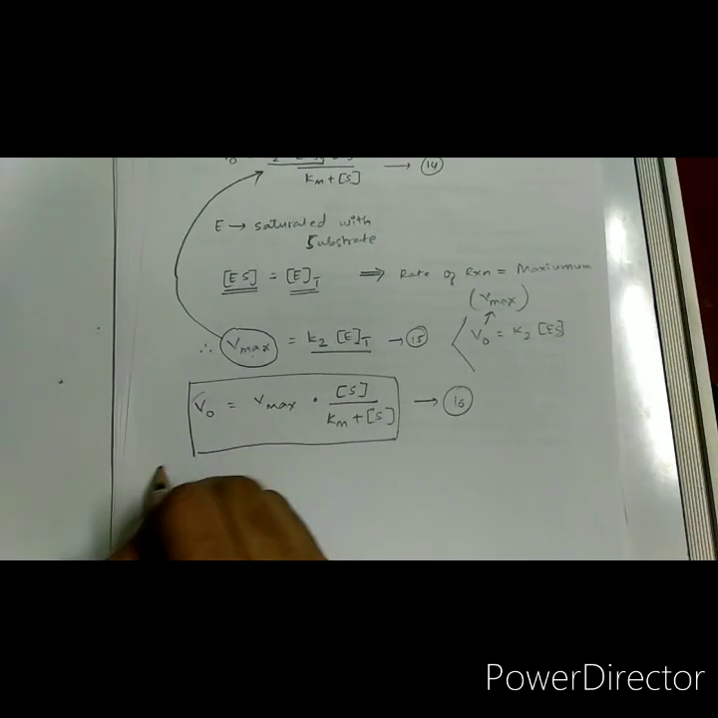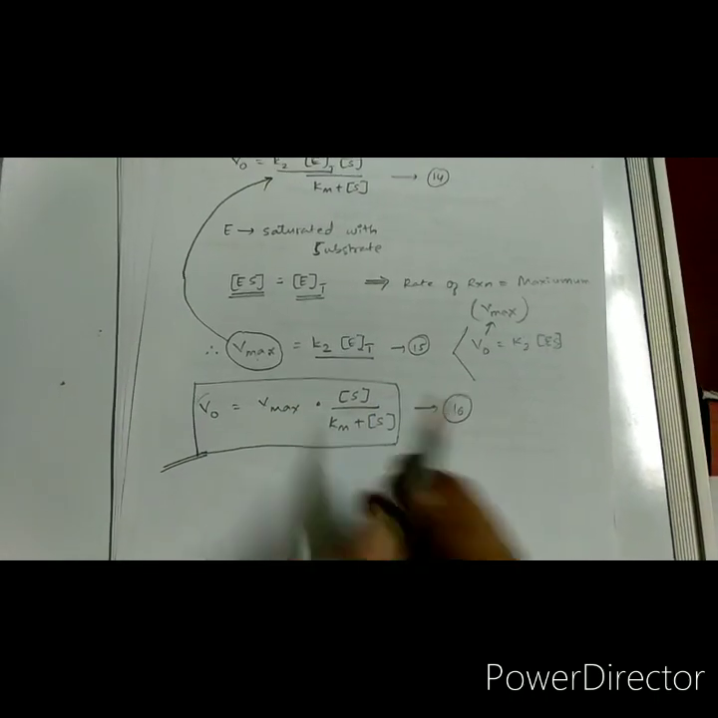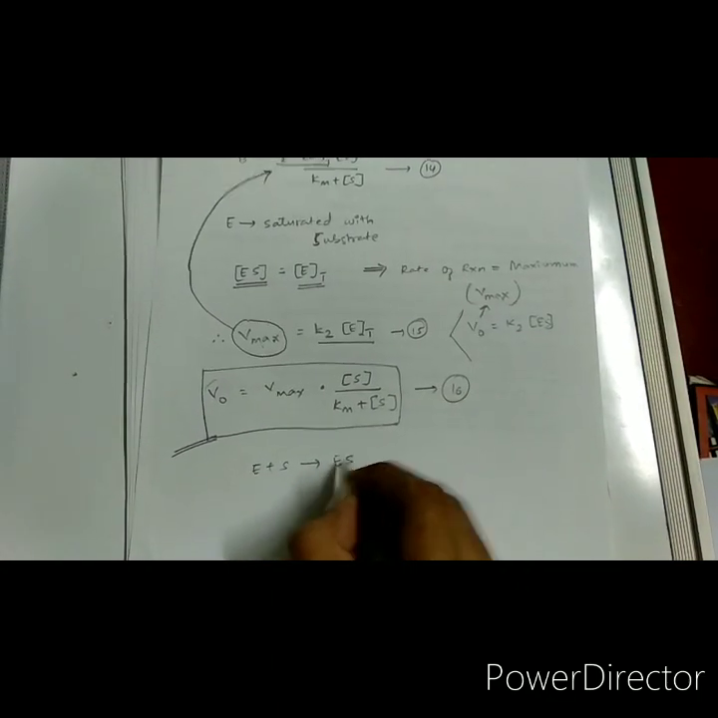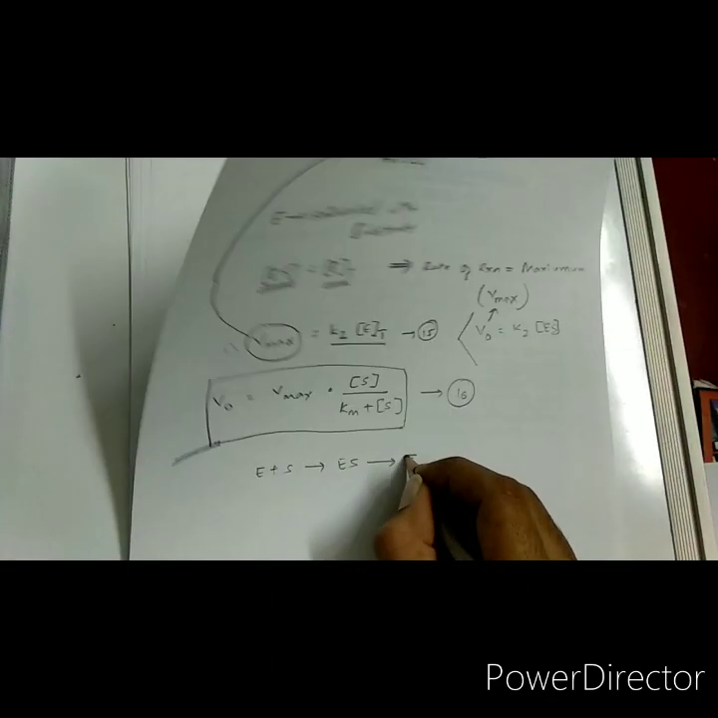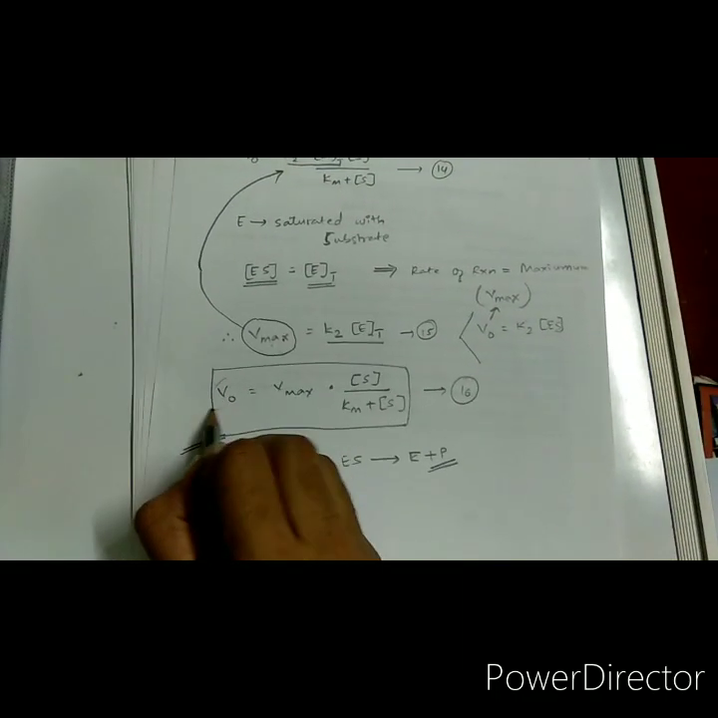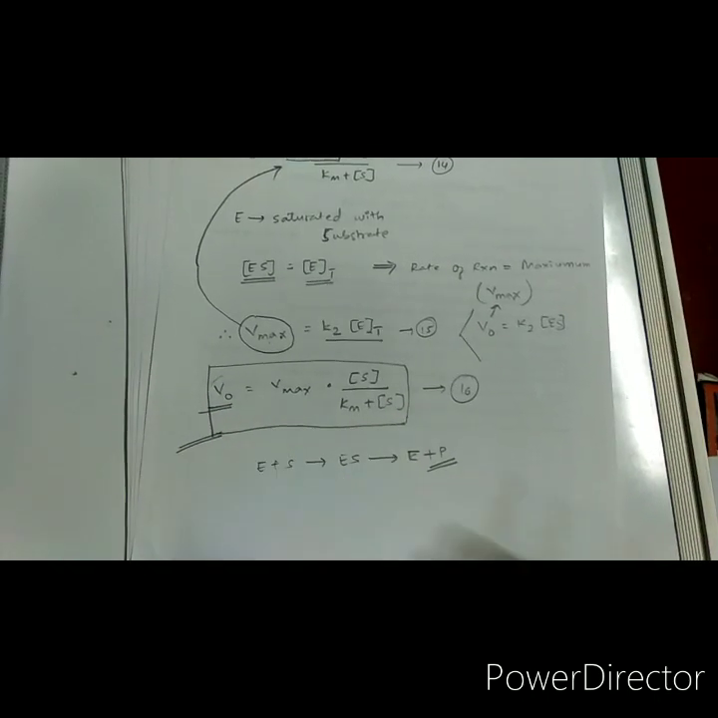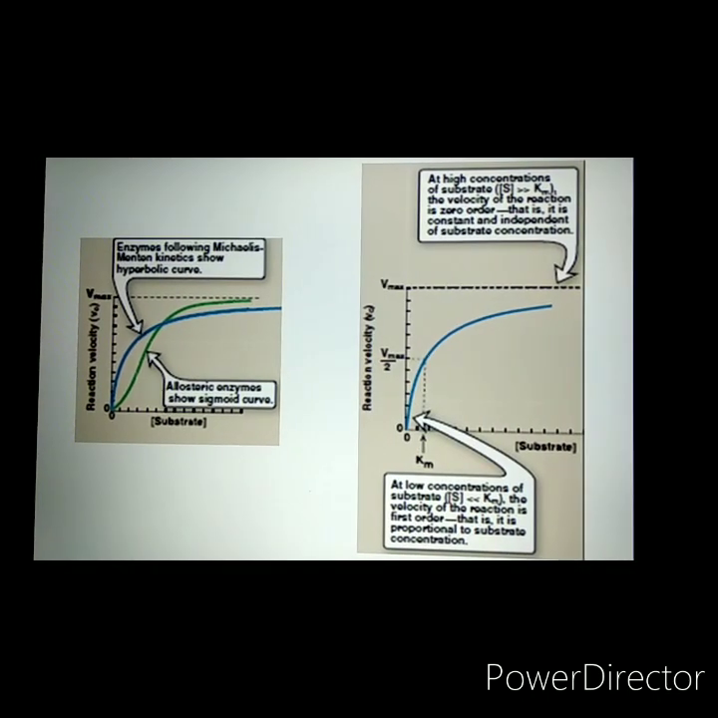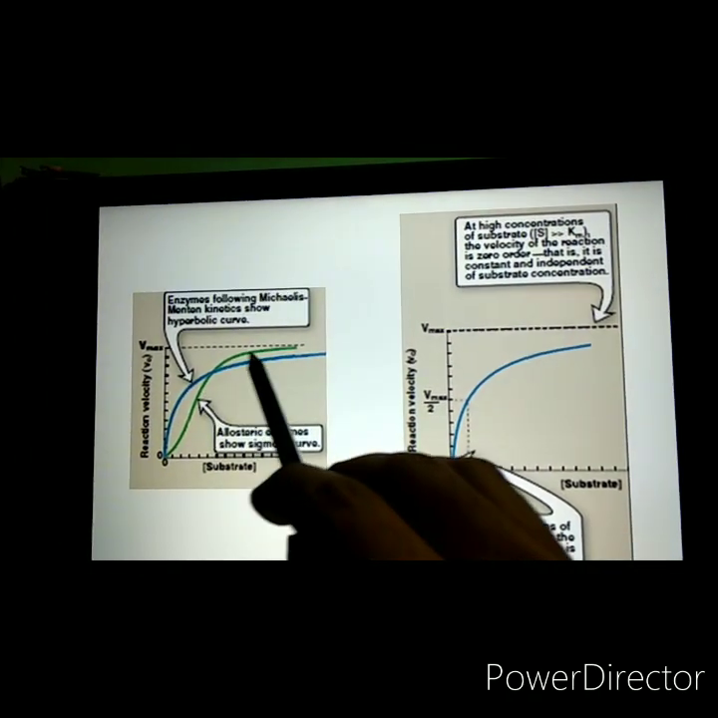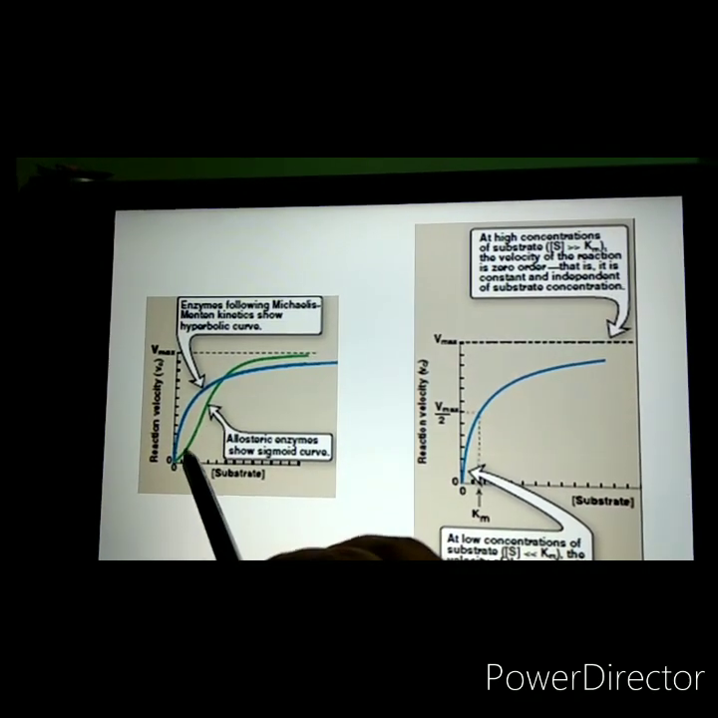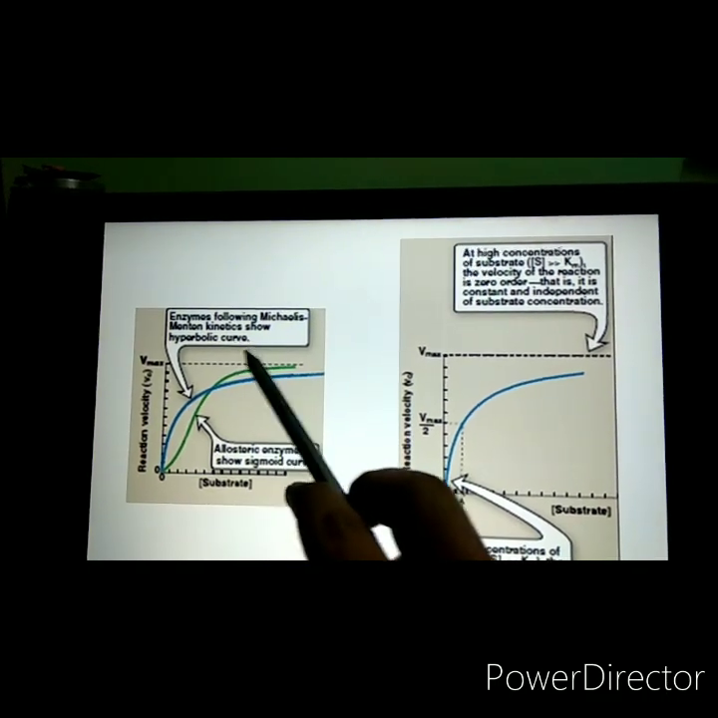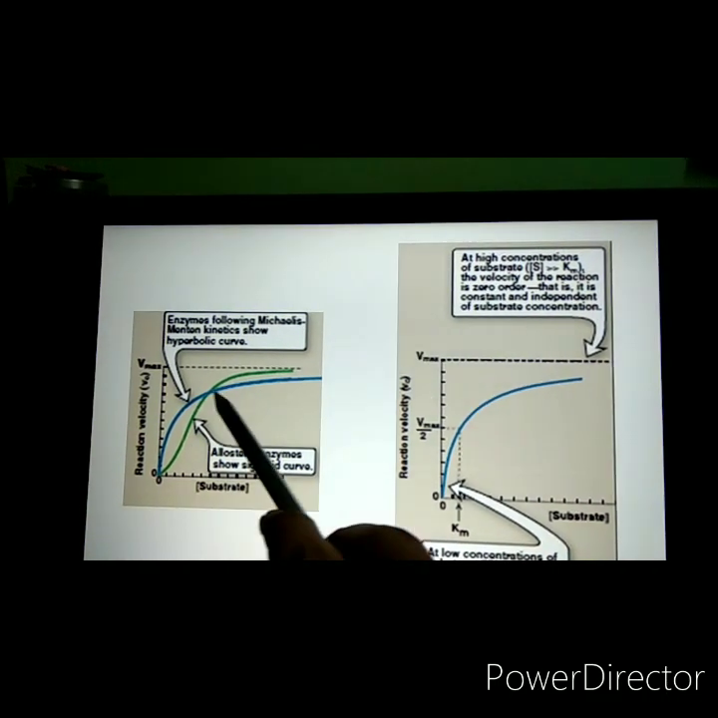So finally we have derived the Michaelis-Menten equation from enzyme plus substrate forming the enzyme substrate complex, which was converted into enzyme and product. This overall reaction can be quantitatively defined by the Michaelis-Menten equation. Here you can see the Michaelis-Menten equation. In the first graph, the blue colored line that defines the Michaelis-Menten equation is hyperbolic in nature. So enzymes that follow Michaelis-Menten kinetics show a hyperbolic curve.